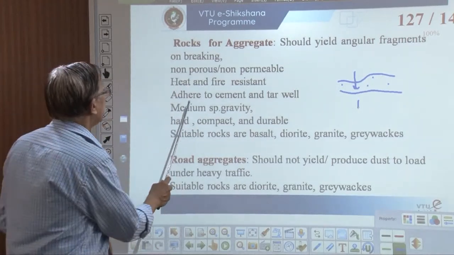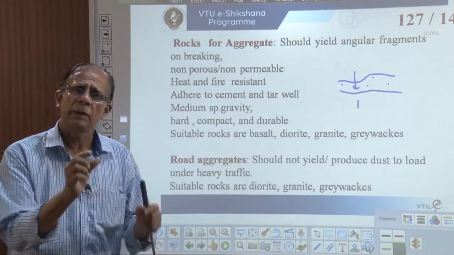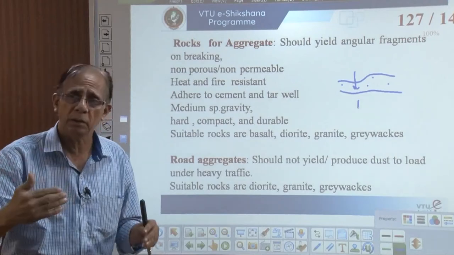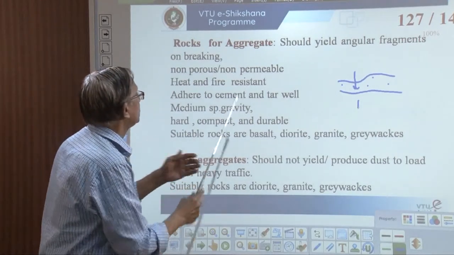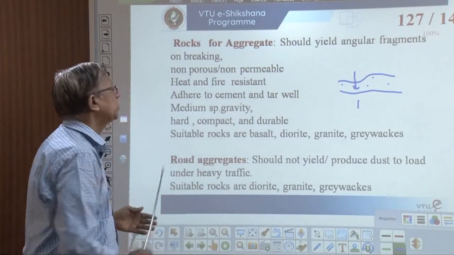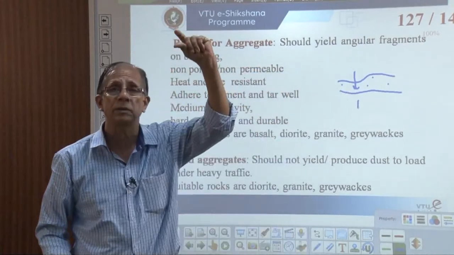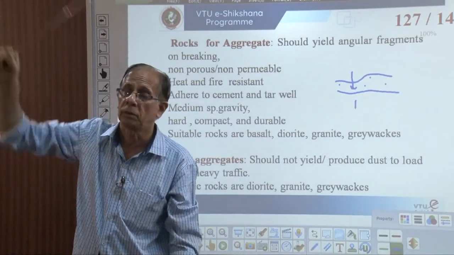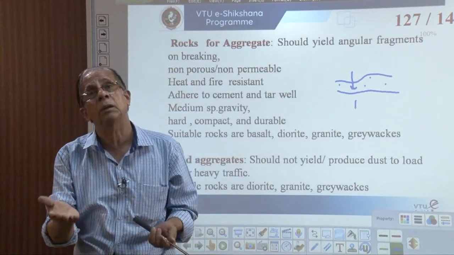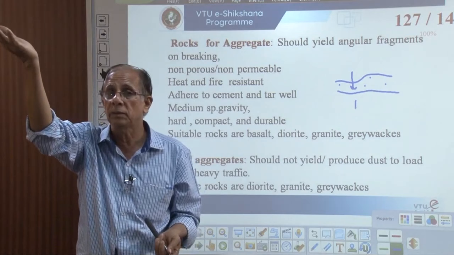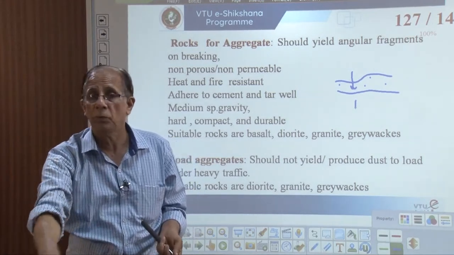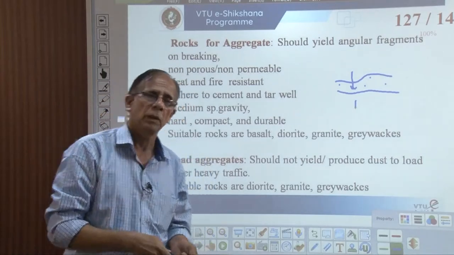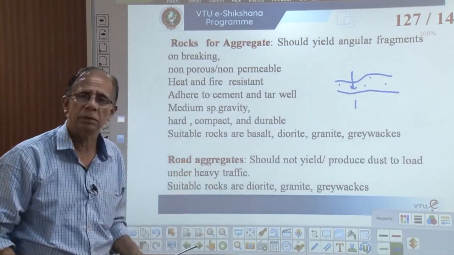They should adhere to cement and tar well. The purpose is that they have to bind with the cement and sand, and we use tar in roads and cement in building construction. The aggregate should bind with the cement and tar. It should have medium specific gravity. If I have aggregate with high density, unnecessary load develops. If I construct G plus 3 or G plus 4 apartments, then as I go higher and higher, these aggregates unnecessarily introduce load. Dead load increases, my cost increases, and I have to design my foundation accordingly. Unnecessary dead weight introduces problems in a structure. If rocks have medium specific gravity, it is an ideal property.